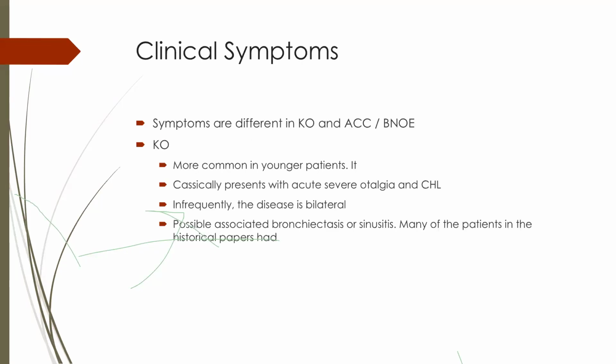In terms of clinical symptoms, the symptoms are different for keratosis obturans, acquired cholesteatoma and benign otitis externa. Keratosis obturans is more common in younger patients. It classically presents with acute severe otalgia and conductive hearing loss, and infrequently the disease is bilateral. It's possibly associated with bronchiectasis and sinusitis, and many of the patients in historic papers were found to have bronchiectasis and sinusitis associated.